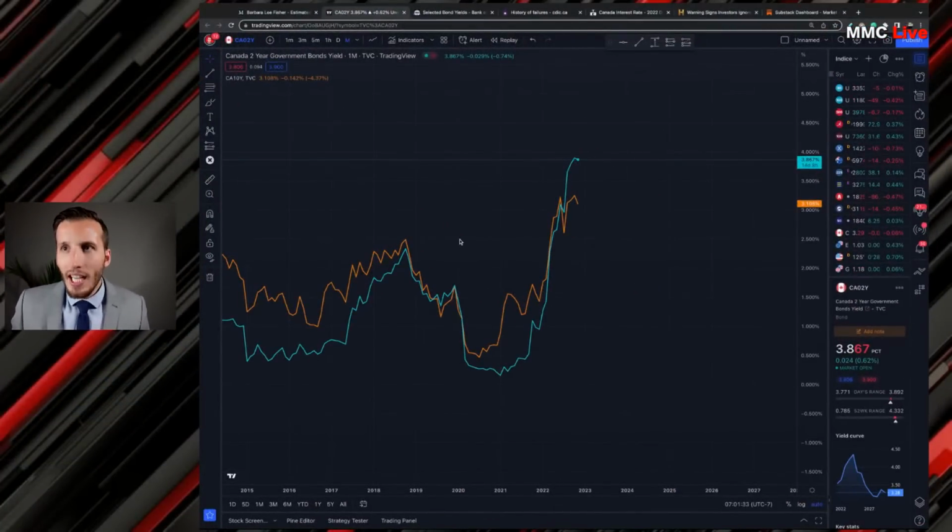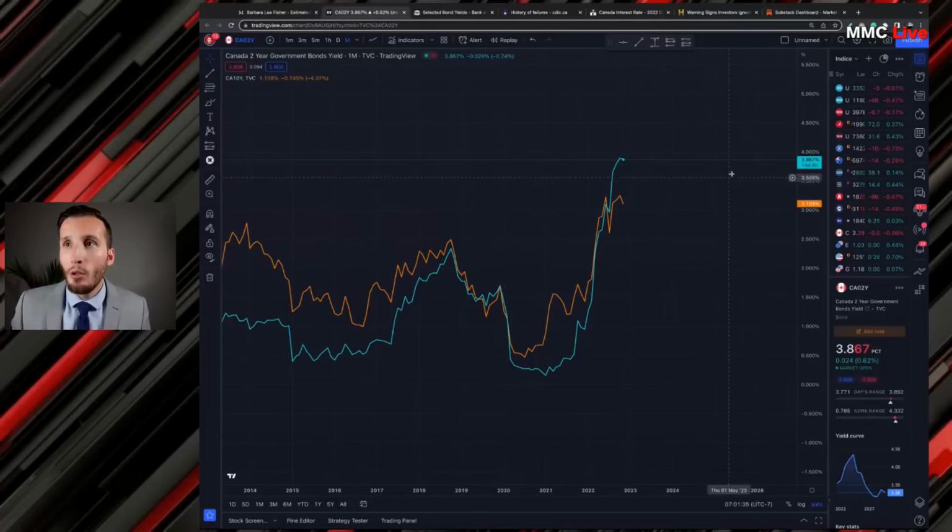So take a look at this chart. Basically, the blue line you can see is way above the orange line, which is at 3.10%, and the blue line is at 3.86%. So way above. There's a huge spread in between these two.